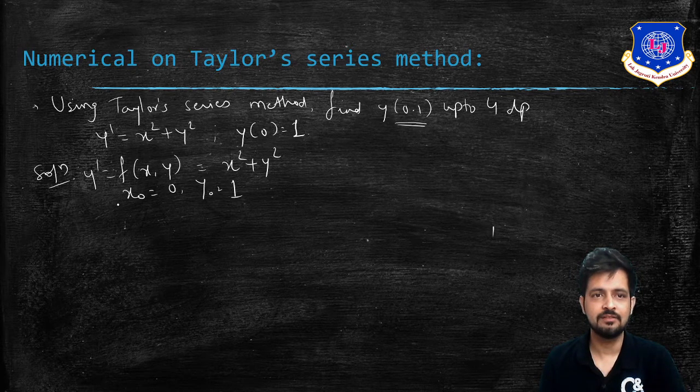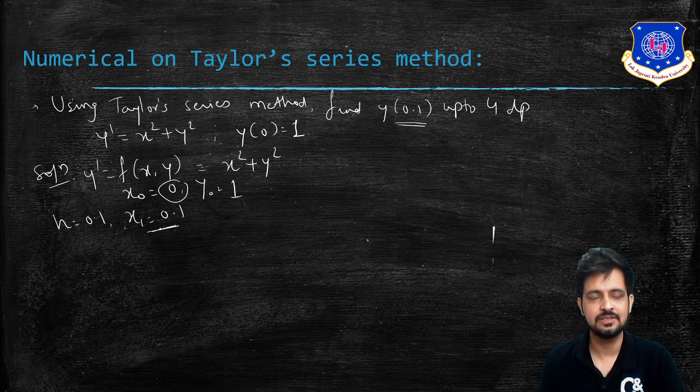How can I find the value of y of 0.1? See, y of 0.1 means I have to take x equal to 0.1. So if I want x equal to 0.1, then I have to take h equal to 0.1, because x1 is equal to x0 plus h. So my x1 will be 0.1, h will be 0.1. We have to assume the value of h, and we have to find the value of y1.